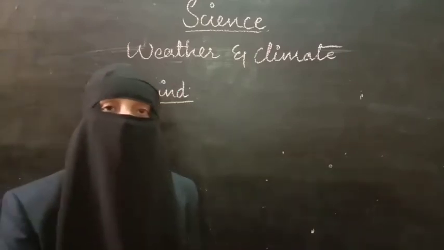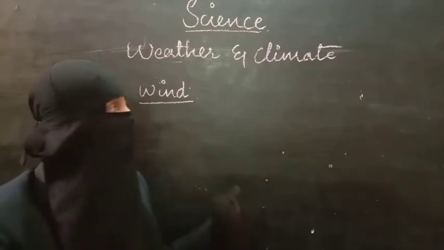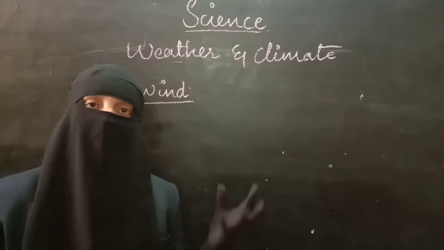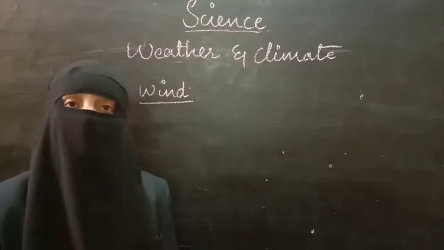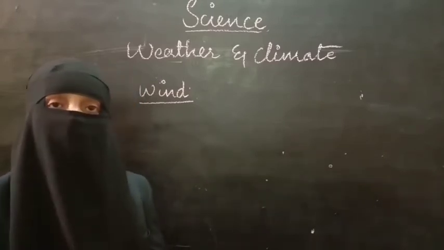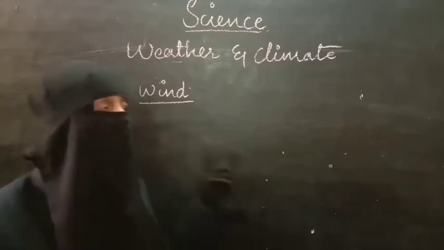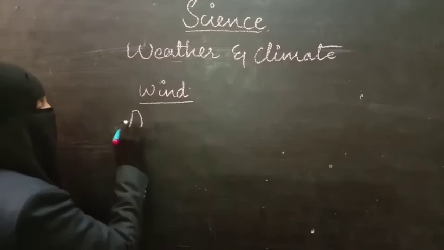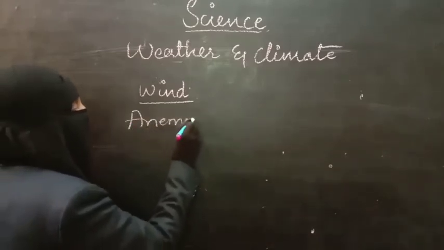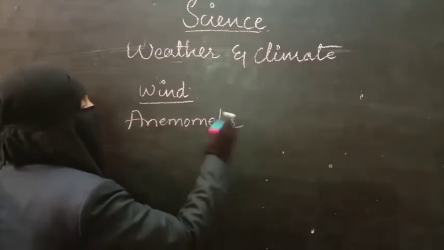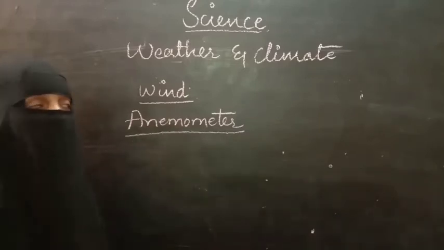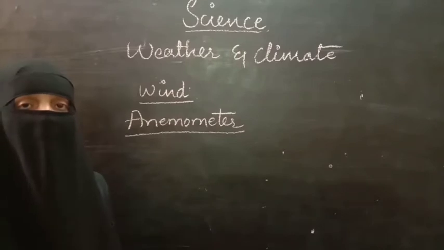Now we are going to use an apparatus to find out the direction and the speed of the wind, because direction and speed of the wind is also an aspect of weather. Depending on that, weather conditions may change. So what is the apparatus used for this? The device used for measuring the speed and the direction of the wind is called an anemometer. Anemometer is used by meteorologists to know the direction and speed of the wind.